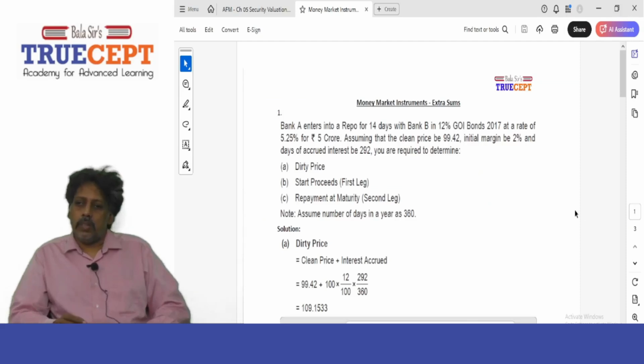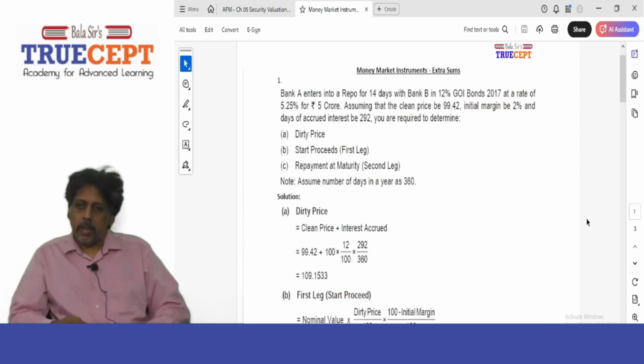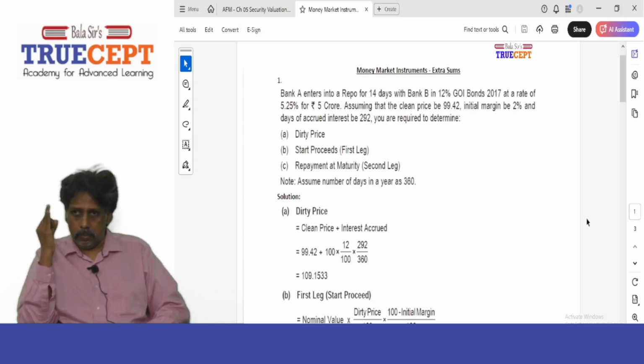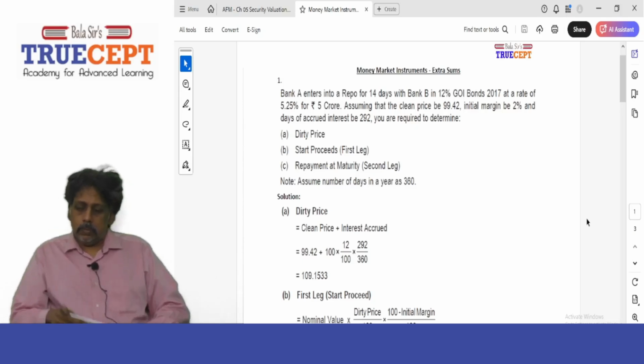So, here we go. Bank A enters into a repo for 14 days with Bank B in 12% GOI bonds 2017 at the rate of 5.25% for 5 crore rupees. Assuming that the clean price is 99.42, initial margin be 2% and days of accrued interest be 292. You are required to determine the dirty price, start proceeds first leg and repayment at maturity second leg. Assume number of days in a year as 360. Now listen.